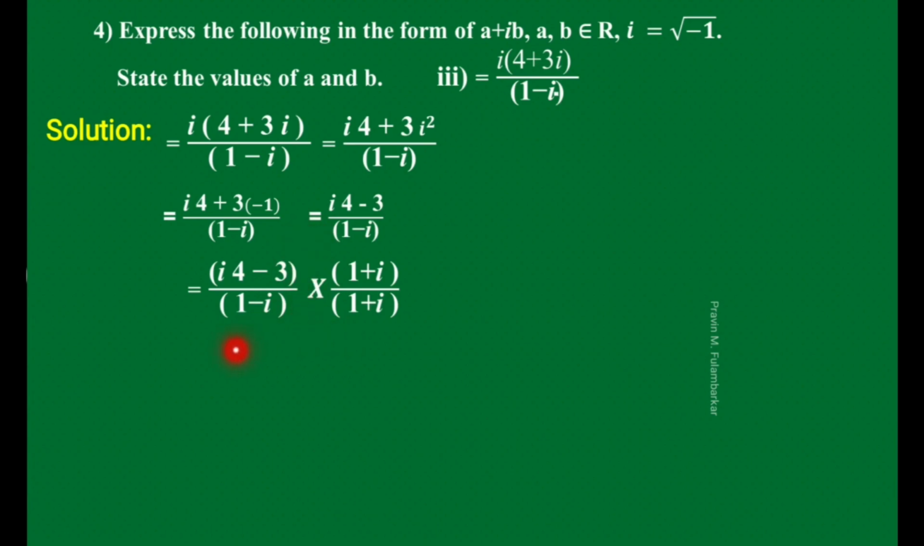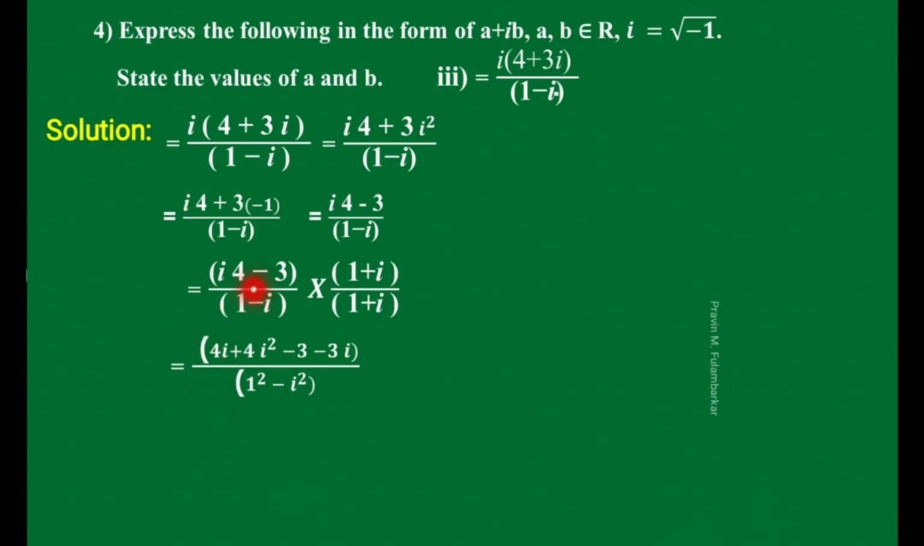Now observe the denominator, 1 minus i and 1 plus i. That means we have to use the formula (a minus b)(a plus b). So we write this as 1 square minus i square. Here i square is minus 1, so we write 1 plus 1, which is 2. Now multiply these two brackets in the numerator.